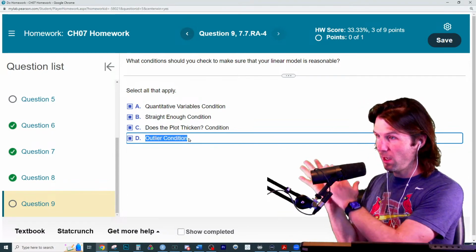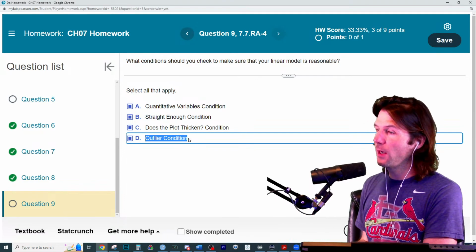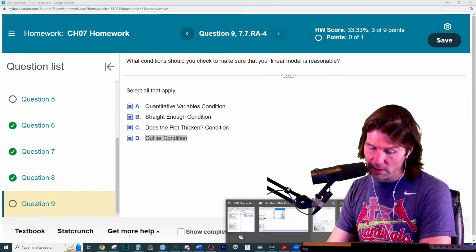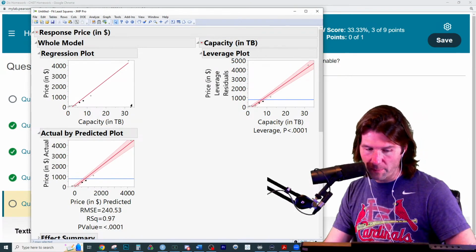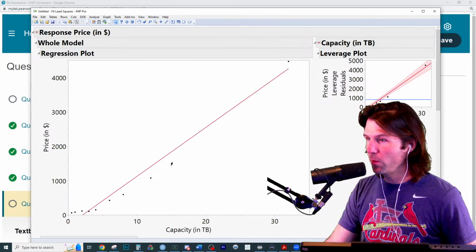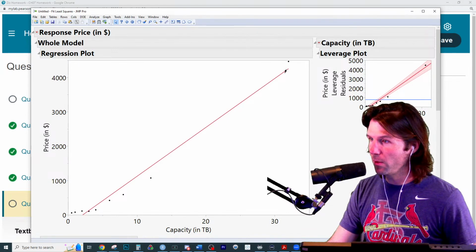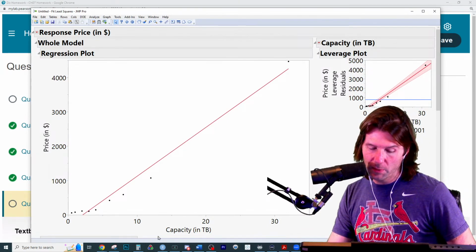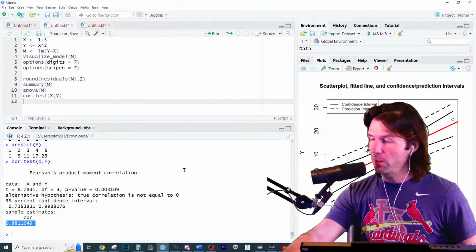Straight enough means the line goes through the data well enough. We saw one earlier with the drive and the capacity where it looked to have a bit of a bend. If you look right here, the line is really not going through the center of the data. The line starts out below the data, then above the data, and then below the data again. You want the line to cut through the middle of the data, and we don't see it with this model.